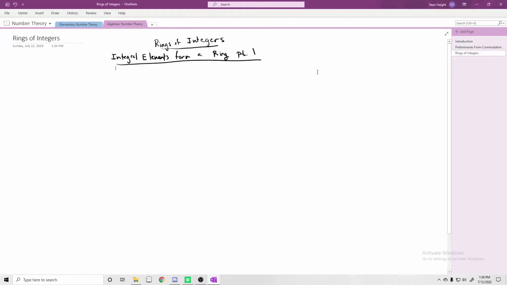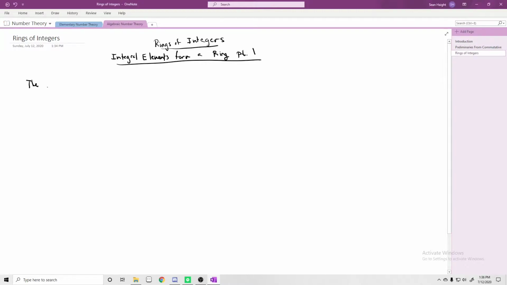Okay, so we finally actually get to start on some real number theory, and we need to start talking about rings of integers. Probably one of the broadest goals of algebraic number theory is to understand these so-called rings of integers.